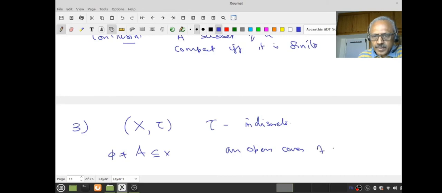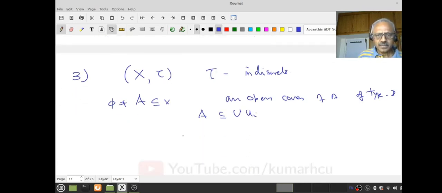Open cover of A of type 1. Now therefore my A should be contained in the union of the U_i, right? That means, if A is non-empty, then if I fix an a in A, there is an i such that a belongs to U_i, therefore U_i is non-empty. But U_i is a non-empty open set in the indiscrete topology, therefore my U_i must be all of X, right? Therefore what is the conclusion?